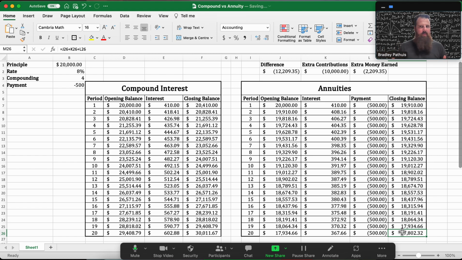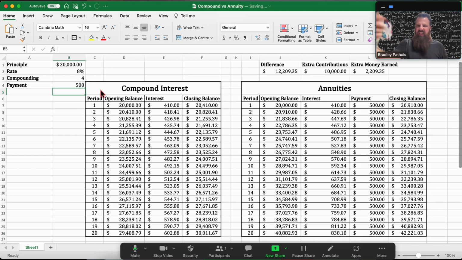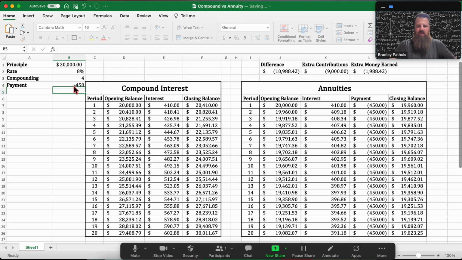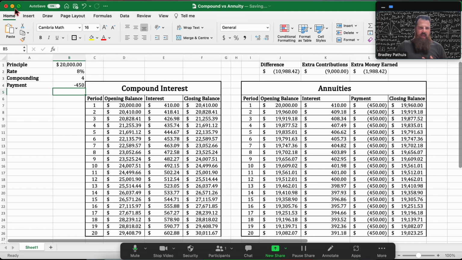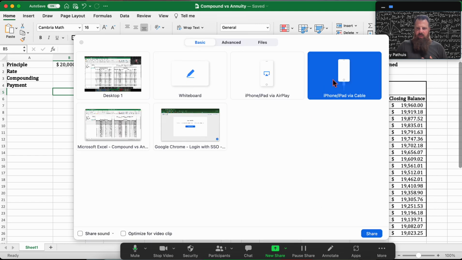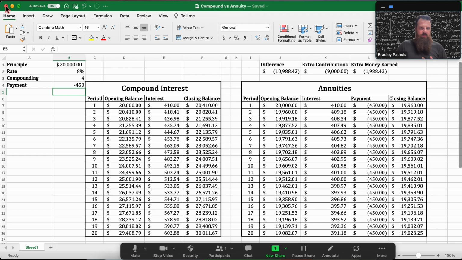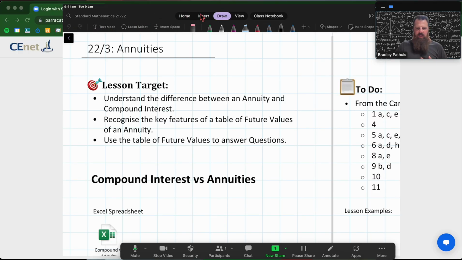So home loan repayment tables work like this idea of an annuity, where we can either think about putting money into the account every single time, or we can also think about taking money away from the account, whatever we want. So let's go back to my iPad and have a look at that.